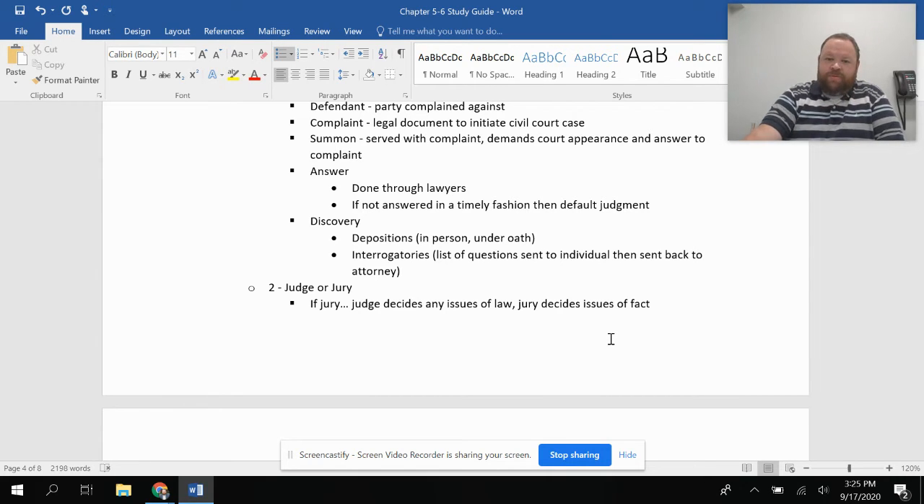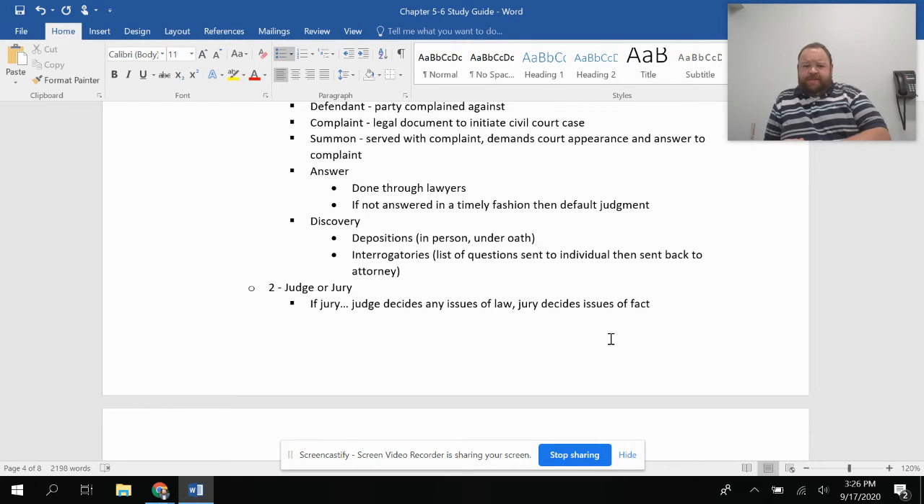So both sets of lawyers send it to the other lawyers to give to their clients. They and the clients fill it out, and then they send it back to the other attorneys. These can sometimes be used to help make deposition questions. More than likely, they'll be used somewhere in the trial.